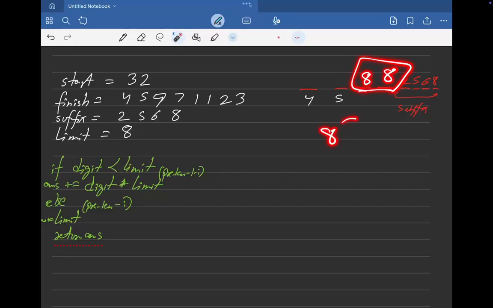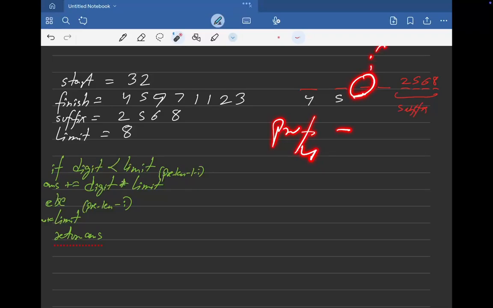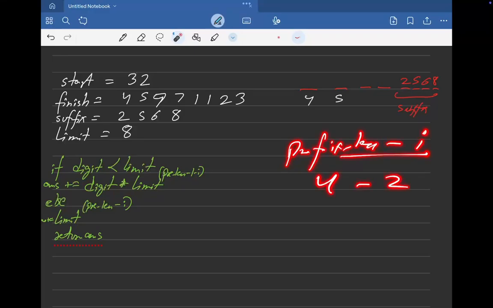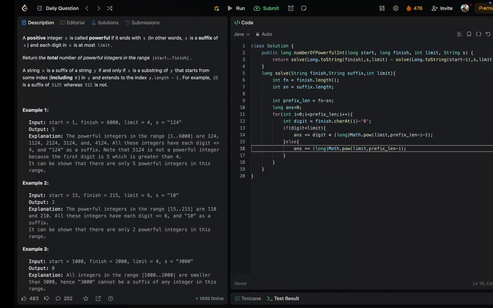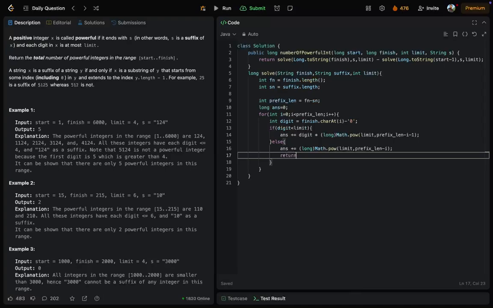Since this is 8 raised to power 2, how do we calculate? This is prefix length, which is 4, minus my current I digit. My I is on 2, right? So prefix length minus I, which is 4 minus 2, which is 2. So this is 8 raised to power 2, which is limit raised to power 2. That's what I have written here: limit raised to power prefix length minus I, and just return the answer in this case.